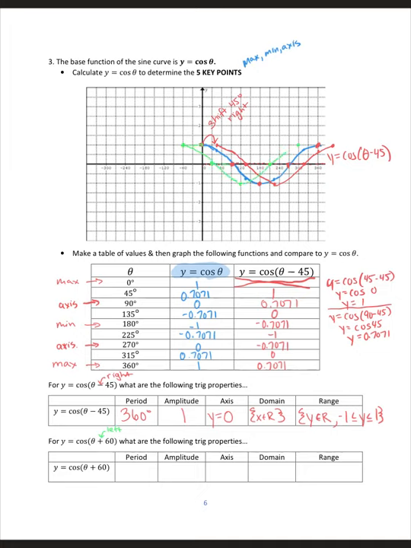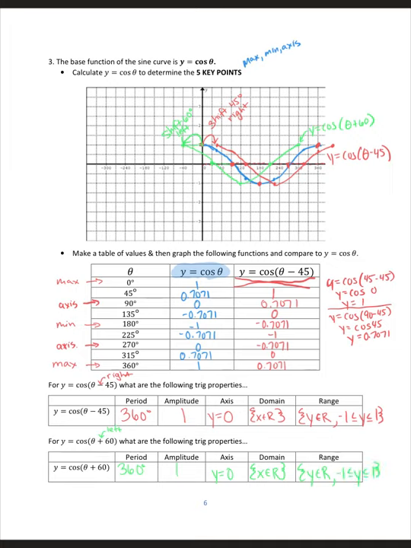Okay, so you can see that for this function, which was y equals the cos of theta plus 60, from our base function, it shifted 60 degrees left. Okay, so let's look at all these features again. So we still have a period of 360 degrees. The amplitude is still 1. Our axis is unchanged, as is our domain and our range. Okay, none of those things were affected by moving it horizontally.